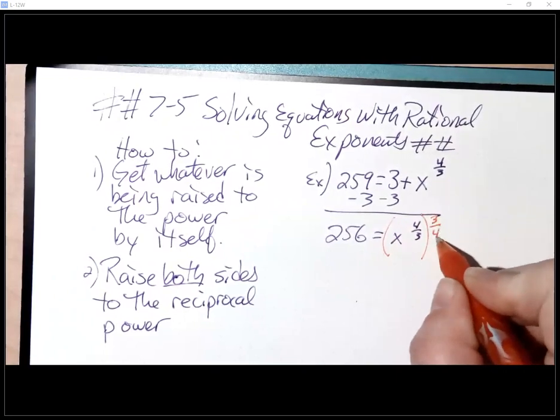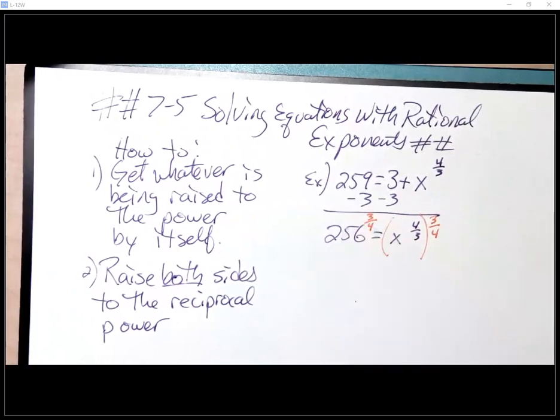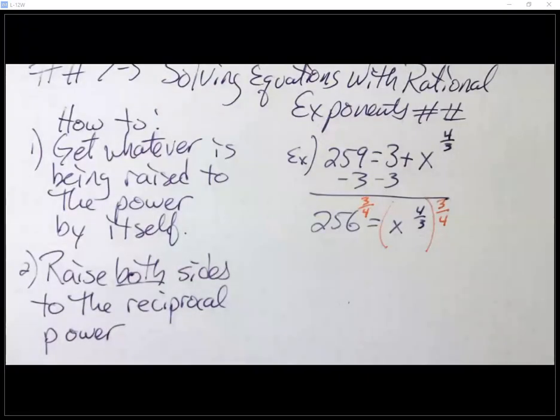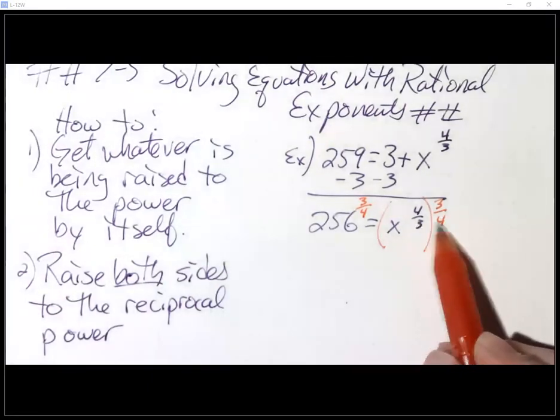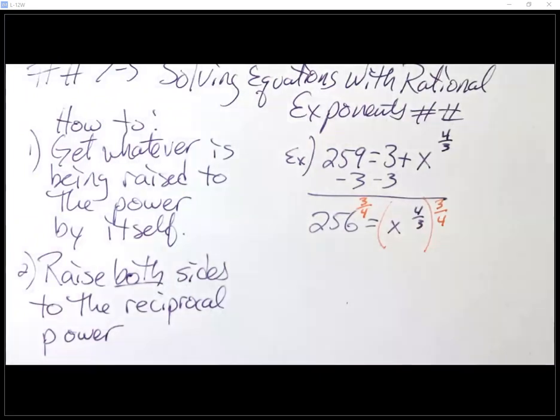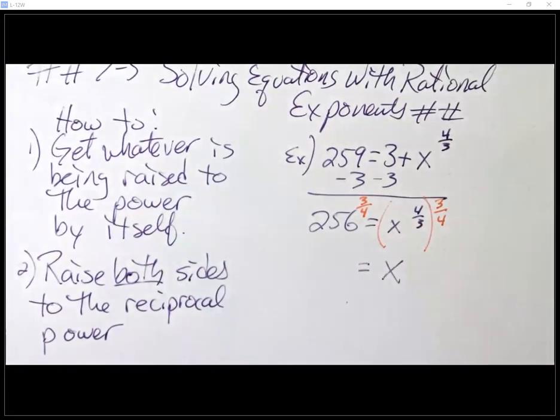Now, whatever you do to one side, you have to do the other. So I have to raise this side to the 3/4 power as well. But look at what's going to happen on this right-hand side. What happens when you raise a power to a power? What am I actually doing with those exponents? It's just one because you're multiplying them. 4/3 times 3/4 just becomes 12/12 or 1. Do you see that? How cool is that? So on the right-hand side, this is literally just x now. And then on the left, all I have to do is figure out what is 256 to the 3/4 power.